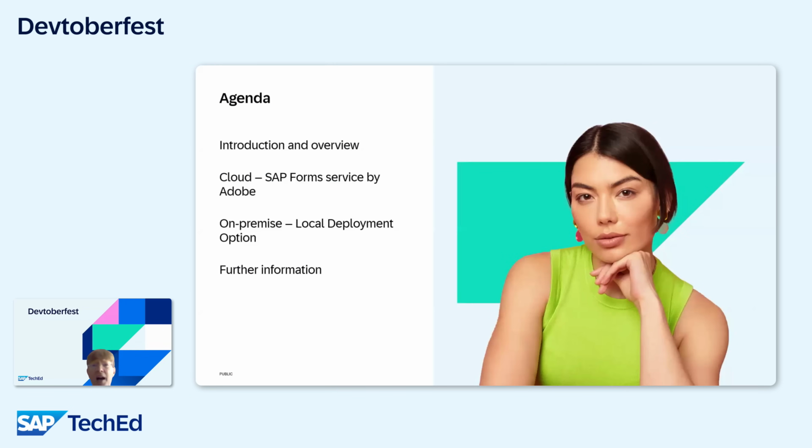So first of all, how do we want to split up this presentation? We've put it roughly into four sections: an introduction and overview for those of you not familiar with Adobe Forms, and for those who are familiar with Adobe Forms, it's a useful recap. Then we'll be getting to the cloud. SAP is the cloud company. It's totally strategic for us, and we'll be looking at the cloud product, SAP Forms Service by Adobe.